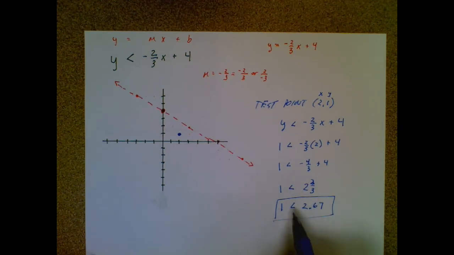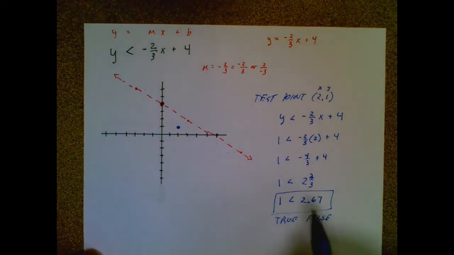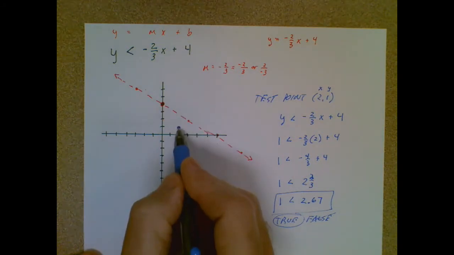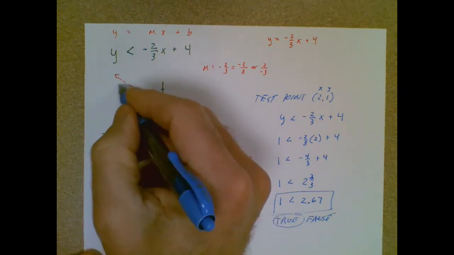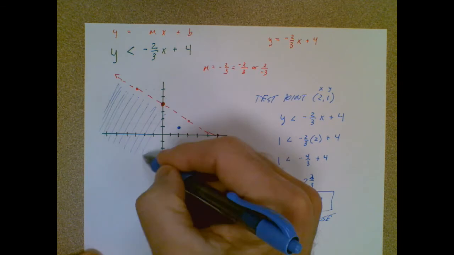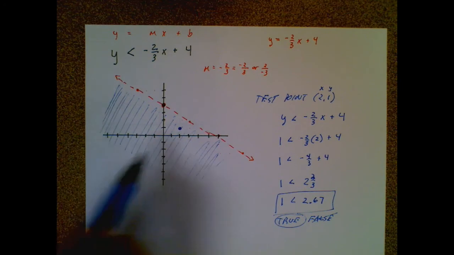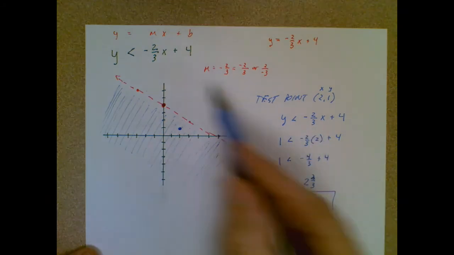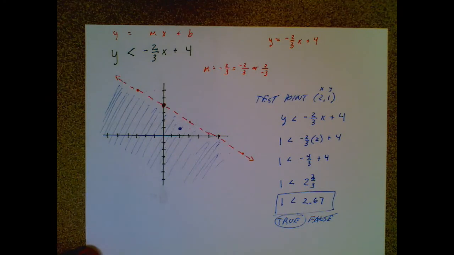And it says 1 is less than 2.67. And you simply ask yourself, is that true or is that false? And in this case, 1 is less than 2.67. That's true. That means my point that I chose at random is on the true or the solution side of the equation. So I know this side of the graph is the solution side. What that means is any coordinate points that I pick from over here will make this inequality true. Anything I pick from over here will make it false. I'll show you.